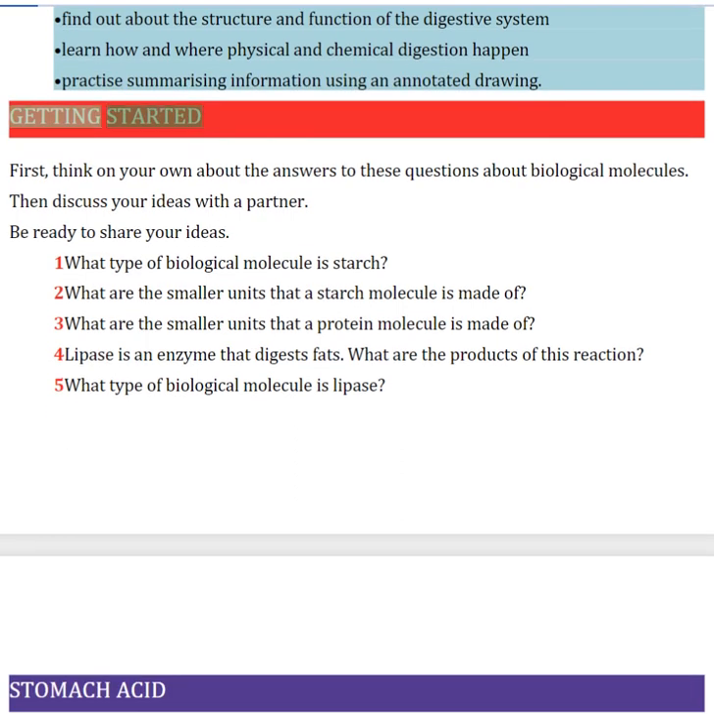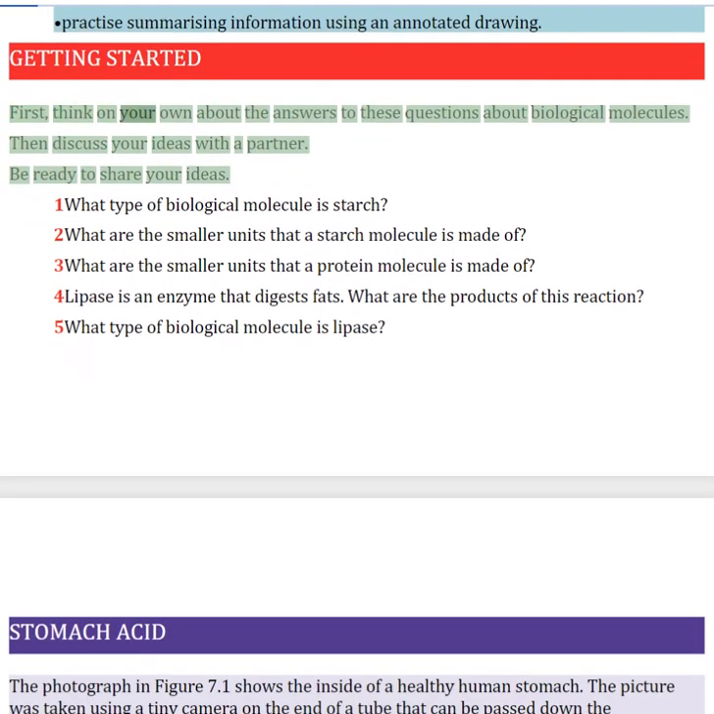Getting started. First, think on your own about the answers to these questions about biological molecules. Then discuss your ideas with a partner. Be ready to share your ideas.